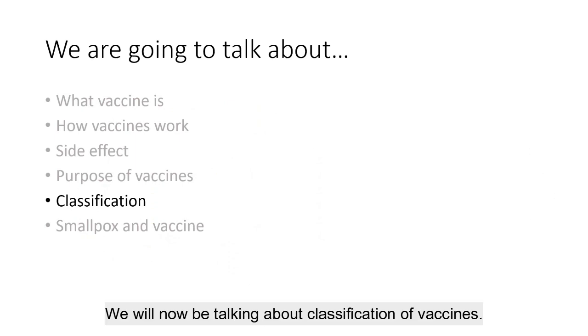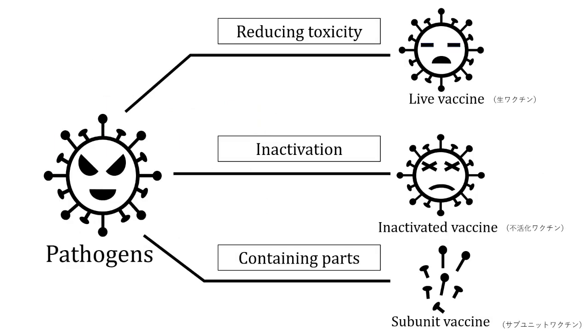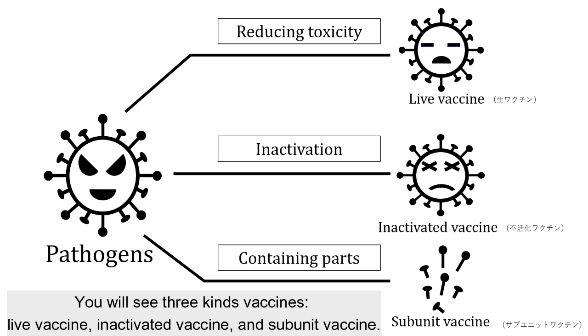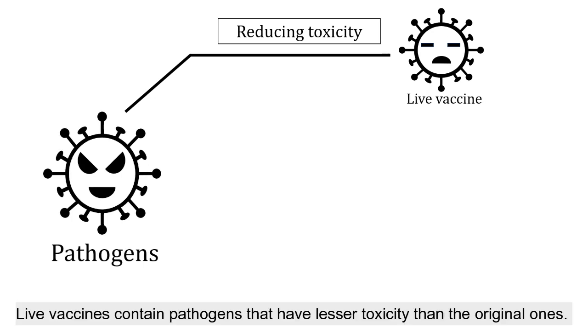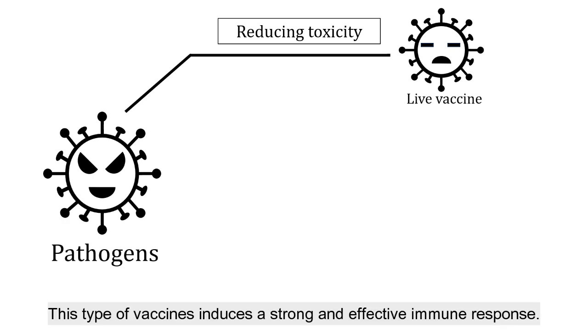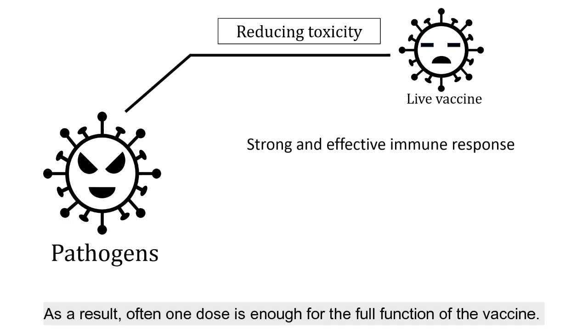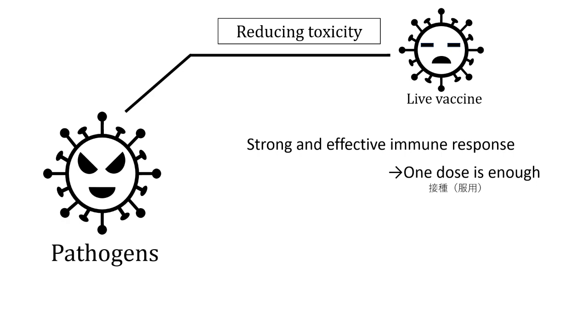We will now be talking about classification of vaccines. You will see three kinds of vaccines: live vaccine, inactivated vaccine, and subunit vaccine. Live vaccines contain pathogens that have lesser toxicity than the original ones. This type of vaccine induces a strong and effective immune response. As a result, often one dose is enough for the full function of the vaccine.